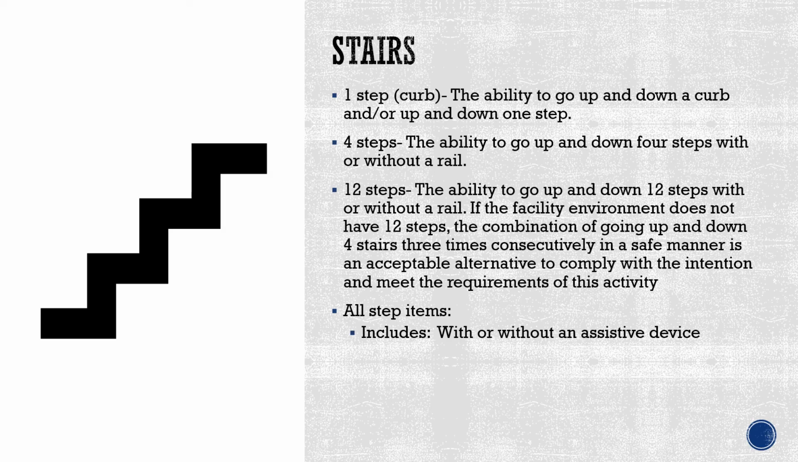4 steps is the ability to go up and down 4 steps with or without a rail. 12 steps is the ability to go up and down 12 steps with or without a rail. If the facility environment does not have 12 steps, we can still code these by using a combination of 4 stairs by going up and down the 4 stairs 3 times consecutively in a safe manner. This is an acceptable alternative to comply with the intention and meet the requirements of the activity.